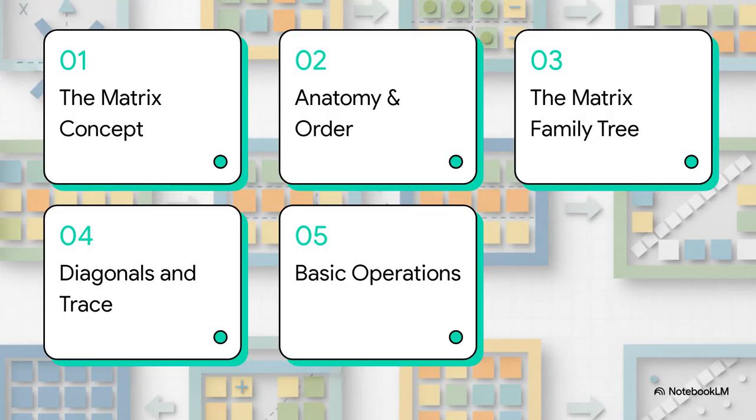Here is our roadmap for today. We'll quickly move through 1. The matrix concept, 2. Anatomy and order, 3. The matrix family tree, 4. Diagonals and trace, and finally, number 5. Basic matrix operations. Let's just jump right in.